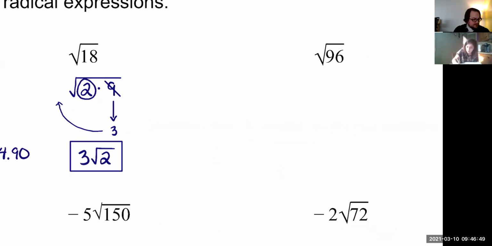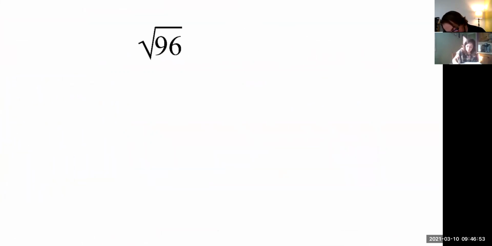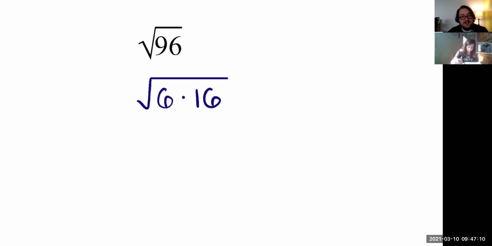96, was that on our list of perfect squares? No. So this should also be on our factor pair list. Does it have any factors that are perfect squares? 6 and 16. Okay. Which of those is special? 16.